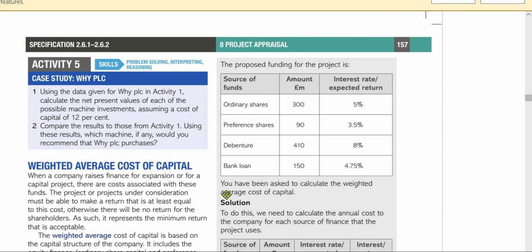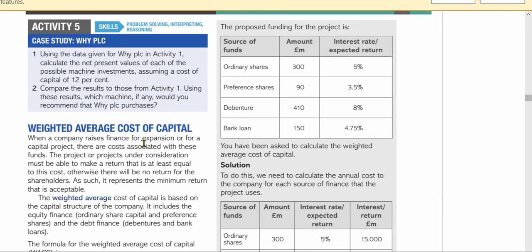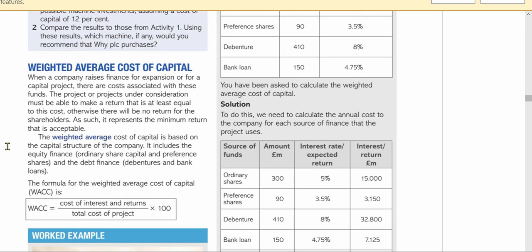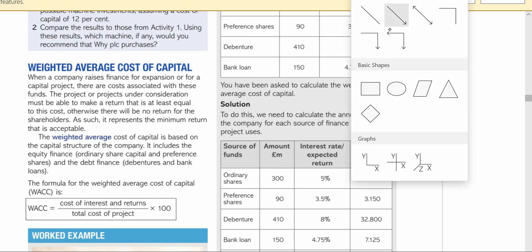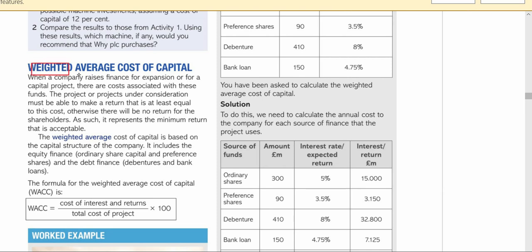So the next topic is weighted average cost of capital. What is the weighted average cost of capital? It is also called WACC. In short form, it's called WACC. So what is the WACC?